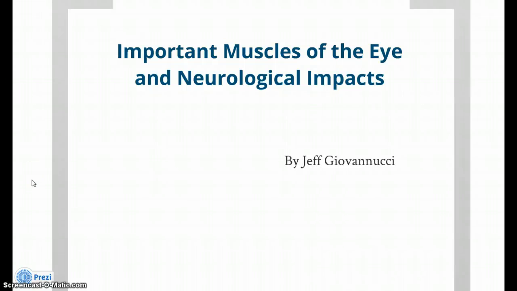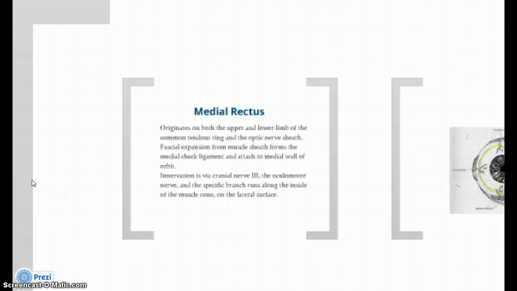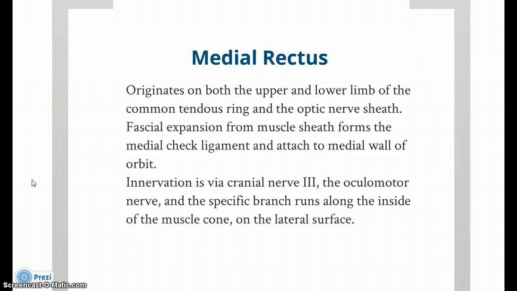Okay, so now that we've looked at the neurological screening of the body, we're going to take neurological signs and symptoms and put them to the muscles of a specific place in the human body, which is, in this case, the eye. The first muscle we look at is the medial rectus muscle.